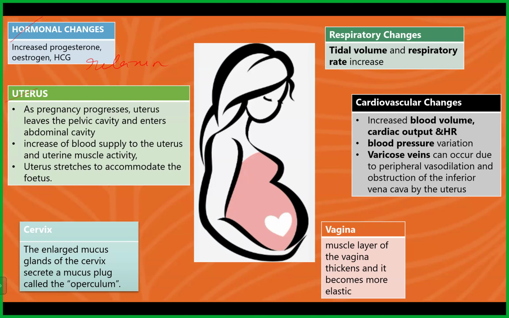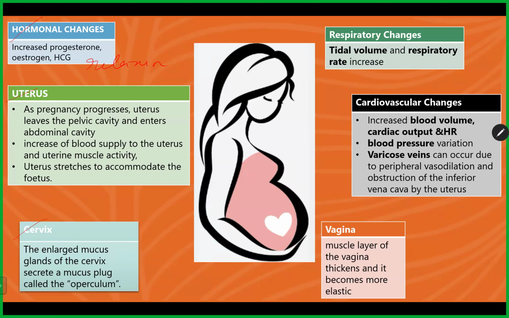Okay. So talking about the uterus, as we all know, as a pregnancy progresses, the uterus will start leaving the pelvic cavity and ascend into the abdominal cavity. So the abdominal contents also get slightly displaced, and there is a lot of stretch which happens to the uterus to accommodate the fetus. Along with that, as I told you, there are hormones which will help in vasodilatation so that the uterine blood flow will be more.